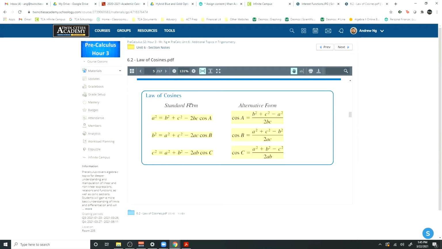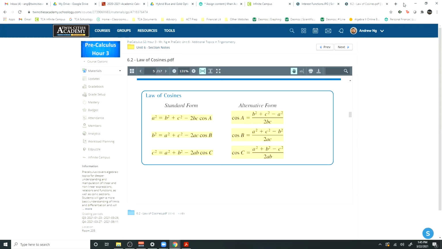The standard form is for when I'm looking for a side length. The alternative form is for when I'm looking for an angle. More specifically, the alternative form is for when I know all three sides but none of the angles. I'll start with the cosine of the angle across from the longest side length. The standard form is for finding a side length opposite my known angle.